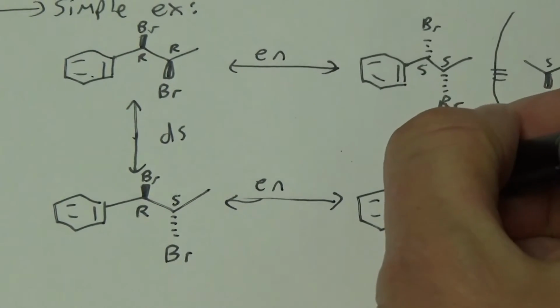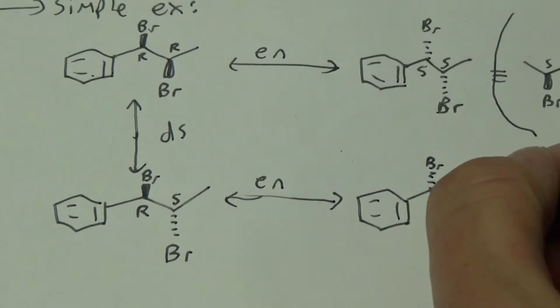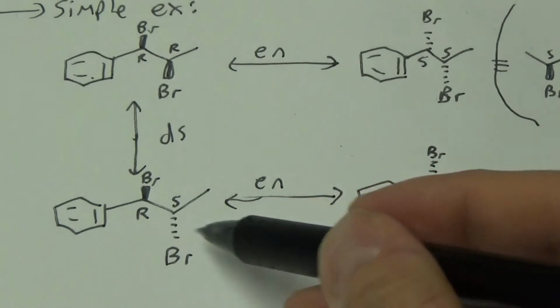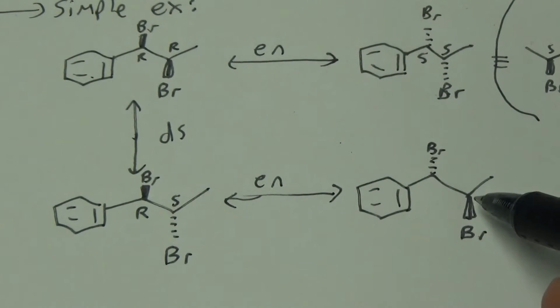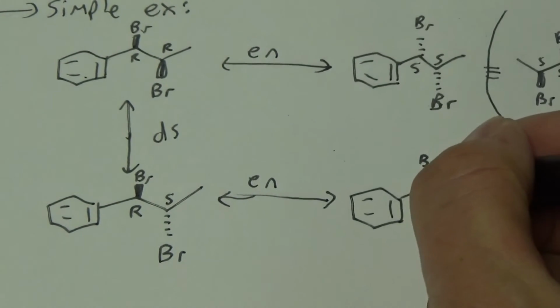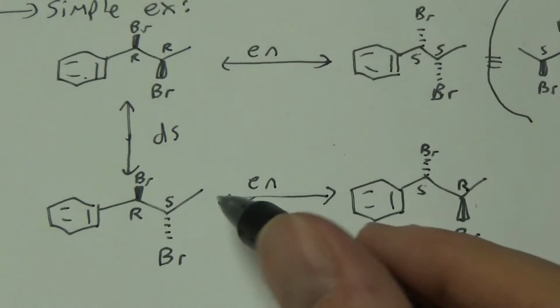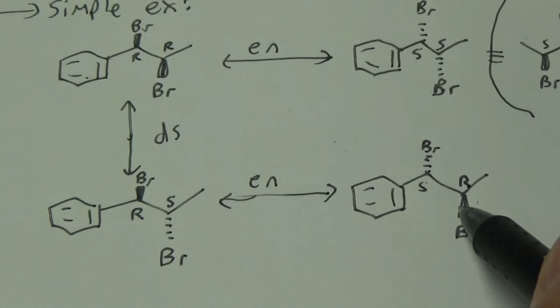So now it's RS. If this is RS, this must be SR. You can double check that. That's RS, this is SR. You can totally double check that.